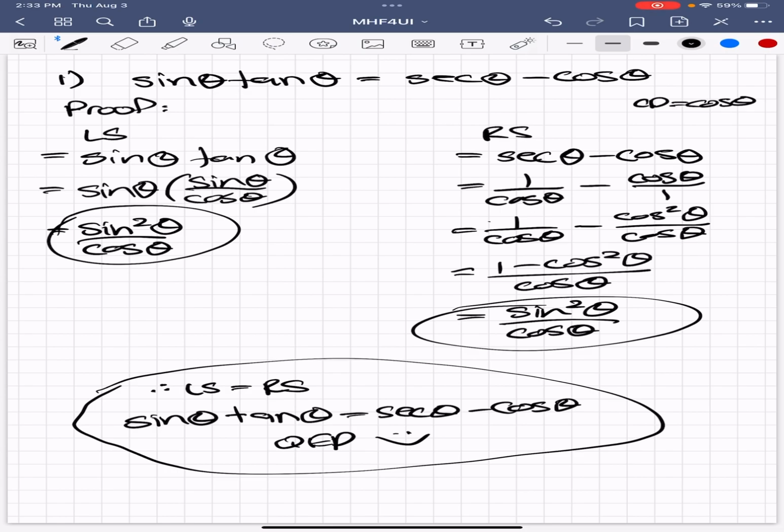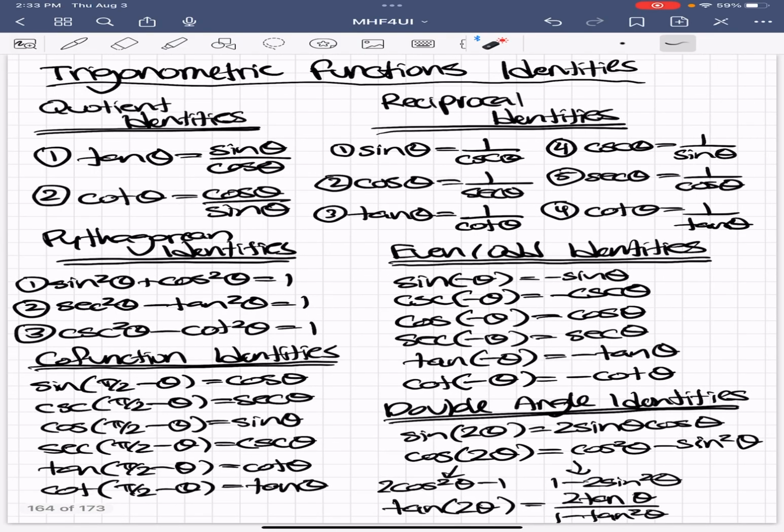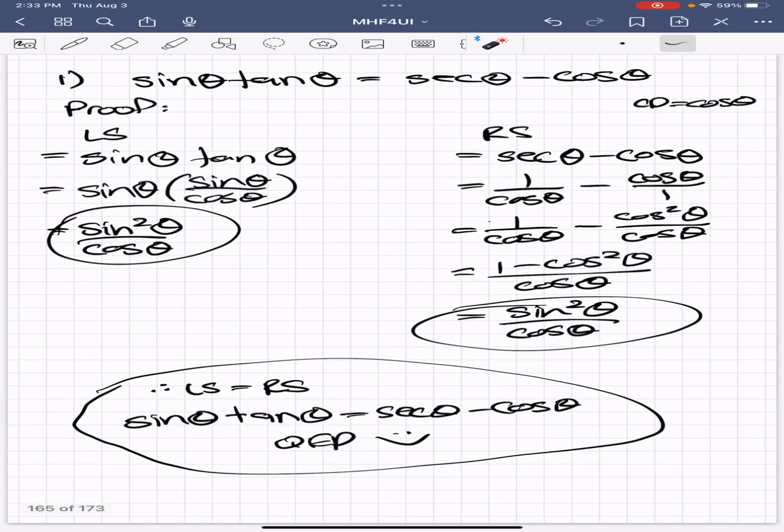Okay, so left side equals right side. I'm just going to explain a bit here. Tan is sine over cos, and then we multiplied sine over 1 multiplied by sine over cos, and that leaves us with sine to the power of 2 theta over cos. We used this reciprocal identity here. Secant theta equals 1 over cos theta. And then we created common denominators. And then we are left with 1 minus cos to the power of 2 theta over cos.